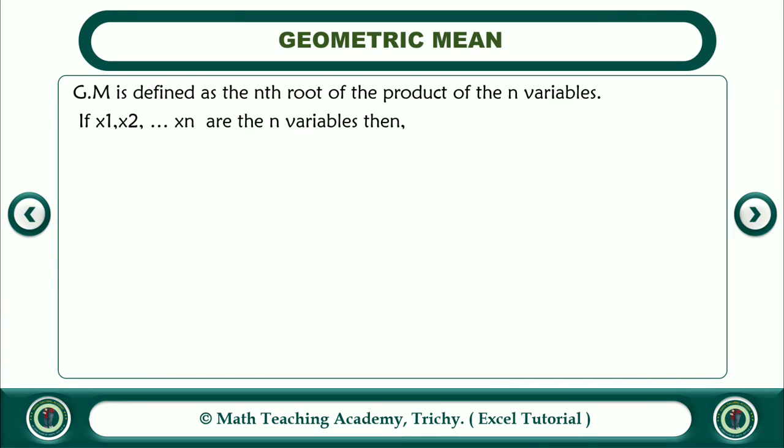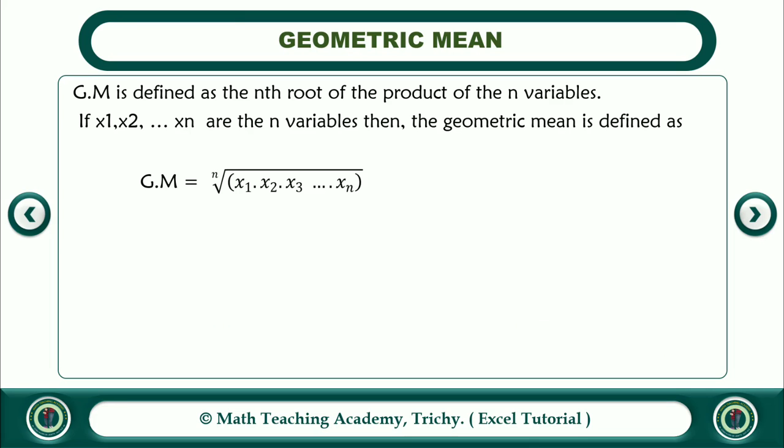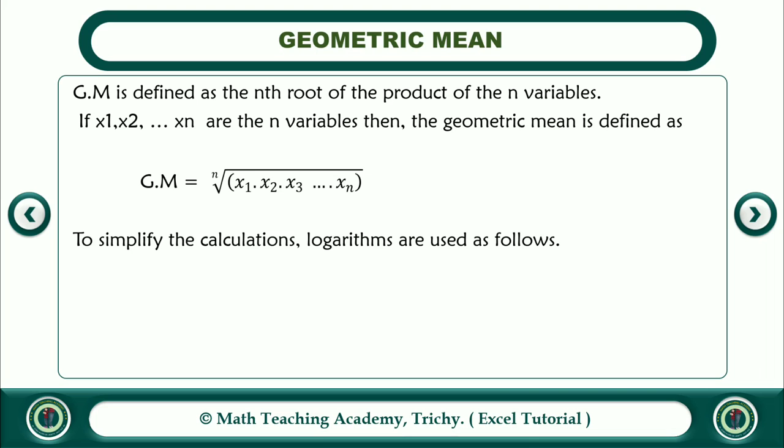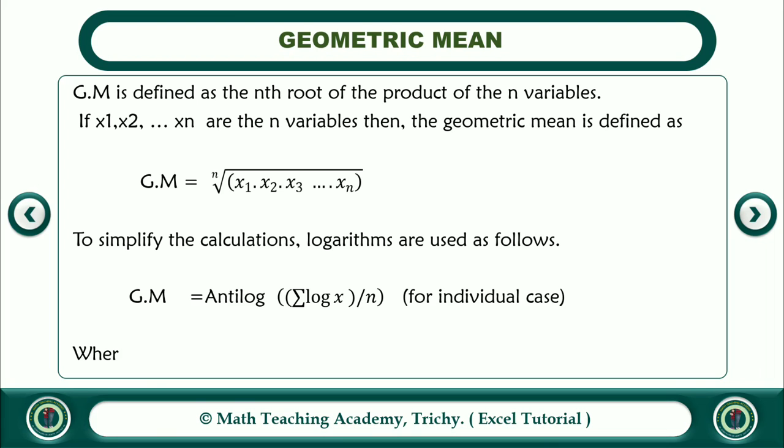If x1, x2, x3, etc. xn are the n variables, then the geometric mean is defined as geometric mean is equal to nth root of x1 into x2 into x3 into etc. into xn. To simplify the calculations, logarithms are used as follows. Geometric mean is equal to antilog of summation log x divided by n for individual case, where x equal to values of the variable and n is equal to the number of values.